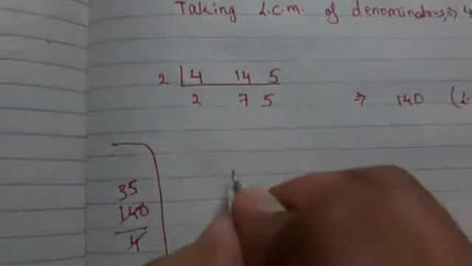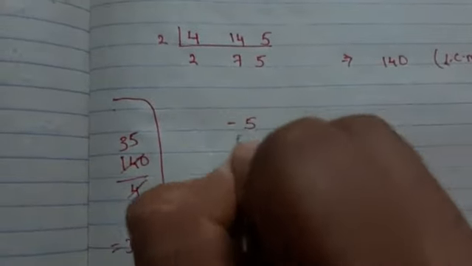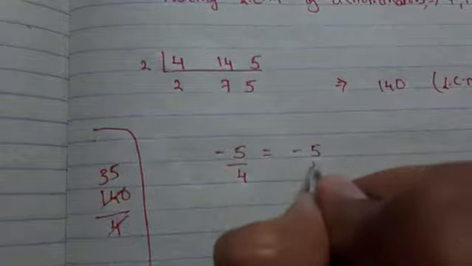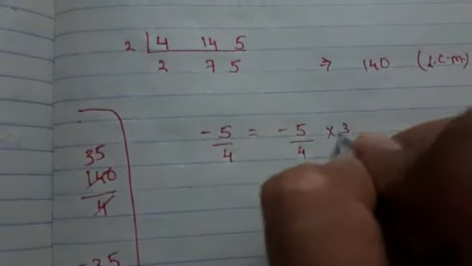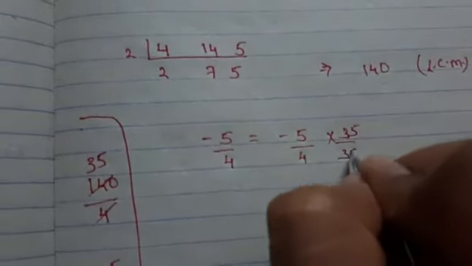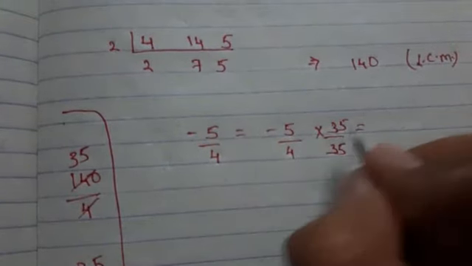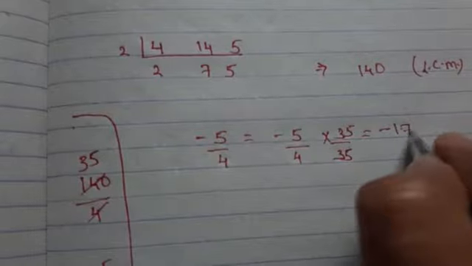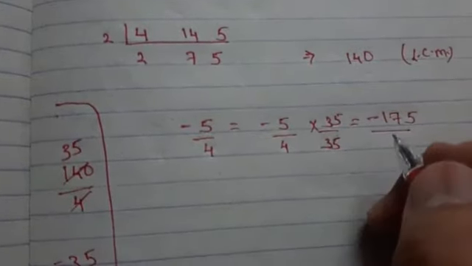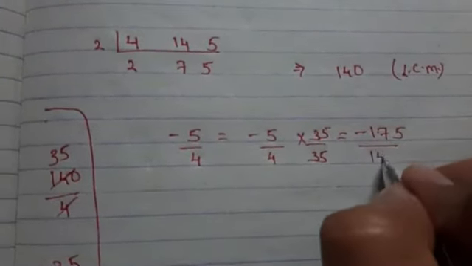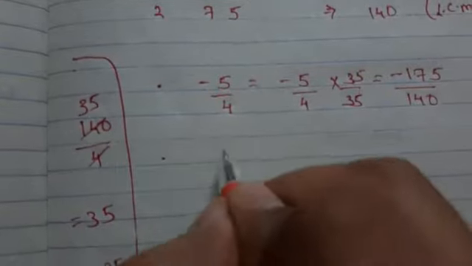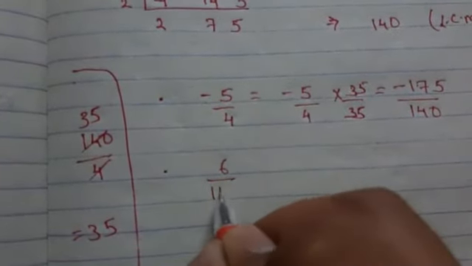So now let's proceed. Minus 5 upon 4, if I multiply it by 35, the answer will be 5 into 35, minus 175 upon 4 into 35, which will be 140. Similarly for the second rational number, 6 upon 14.